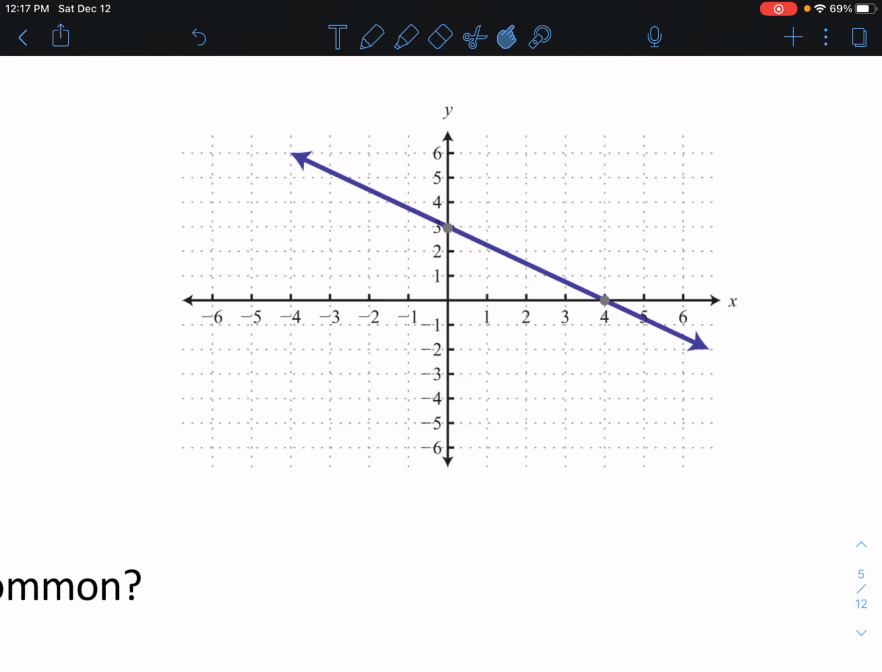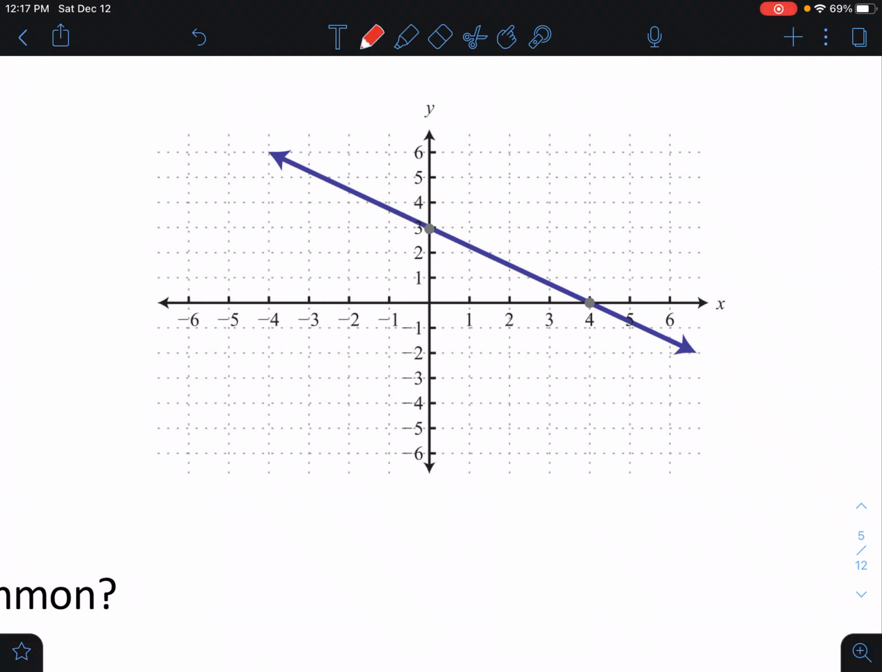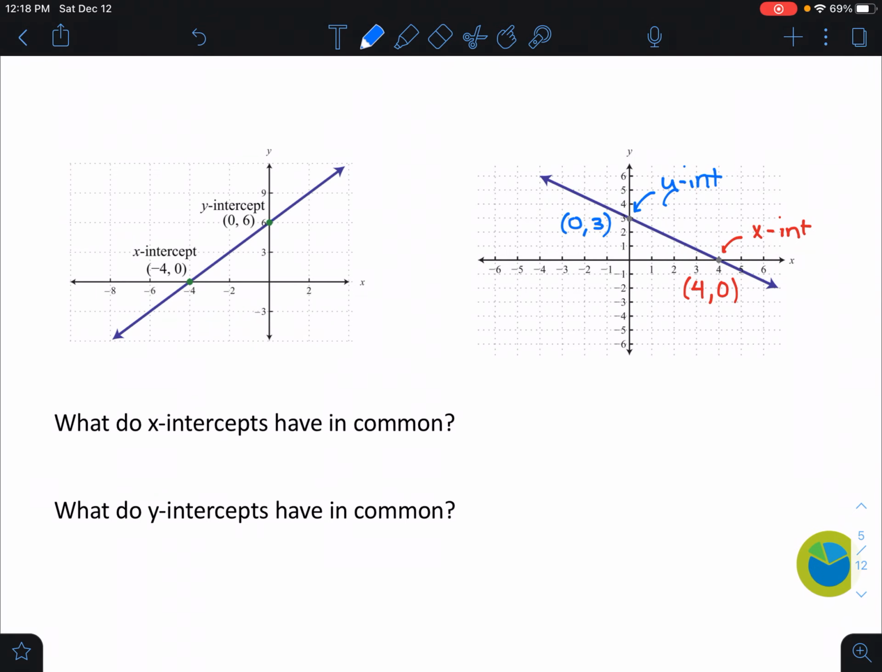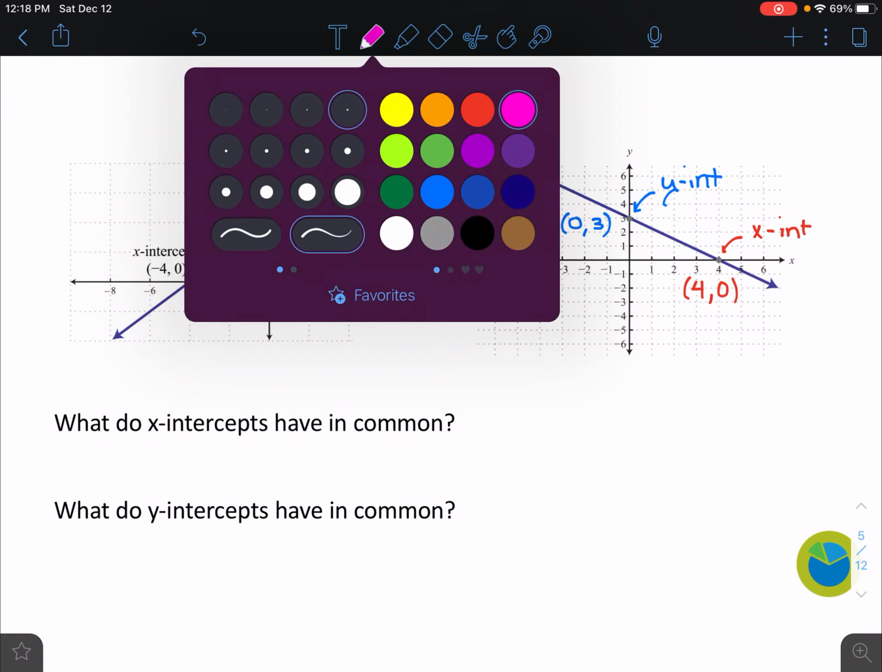Now here, in this particular case, this is my x-intercept, and this is the point (4, 0). This is my y-intercept right here, and that is the point (0, 3). All right, so let's just examine a couple of things here.